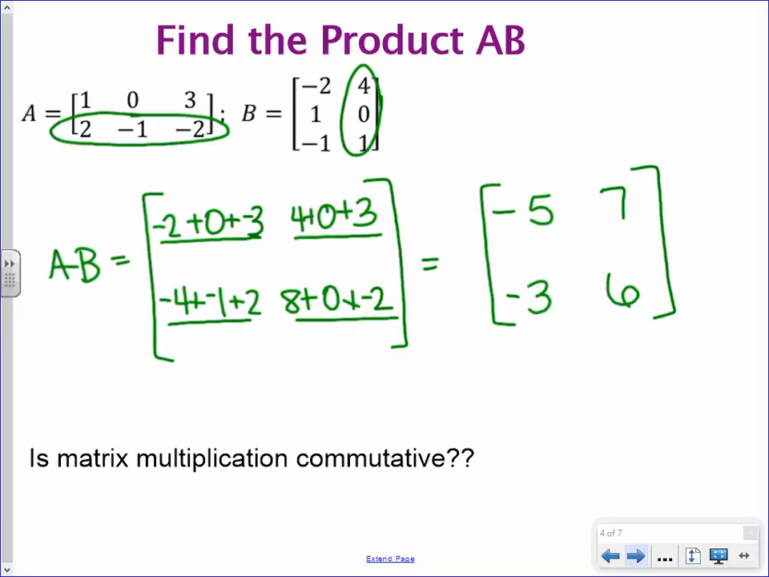Questions? 30-second conversation with your pod. Is matrix multiplication commutative? Commutative means A times B is the same as B times A. 30 seconds, go.